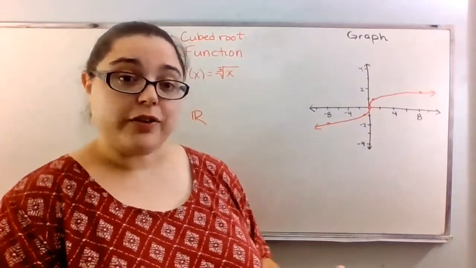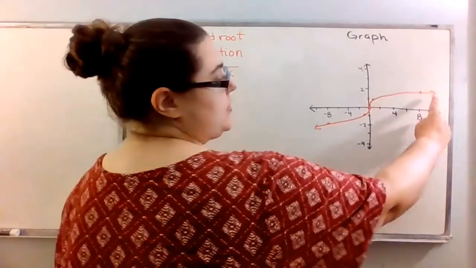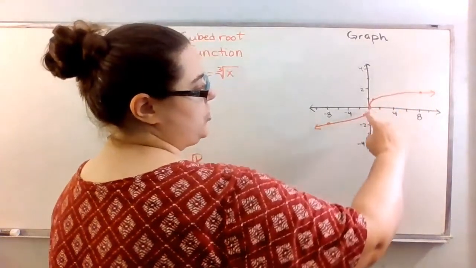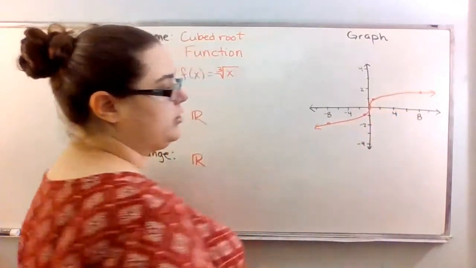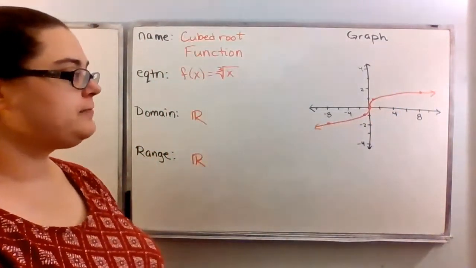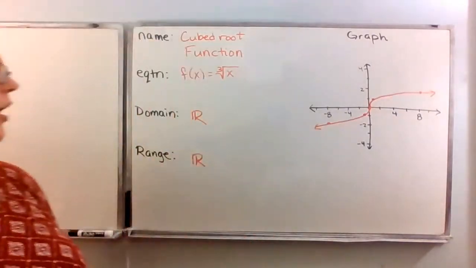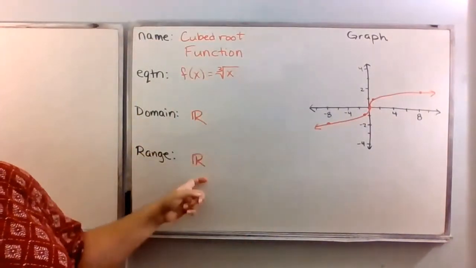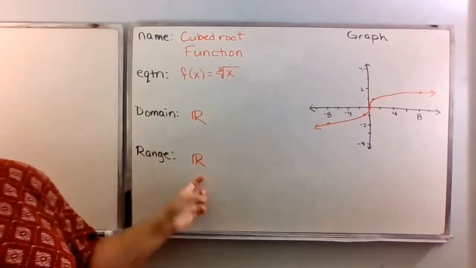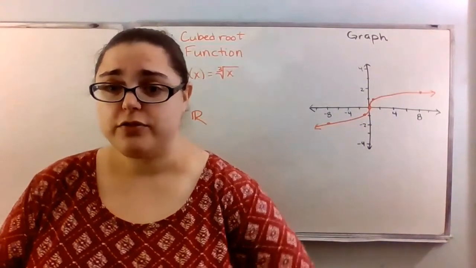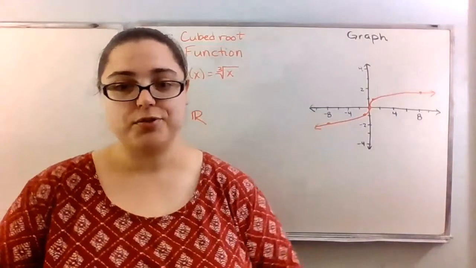Just like with the cubing function, we have a little shimmy happening. So here around 0, it sort of changes concavity, and we have that little curviness occurring. Because you can cube root any number, our domain is all real numbers, and the range is all real numbers. If you chose to use interval notation for your domain and your range, that's also totally fine.